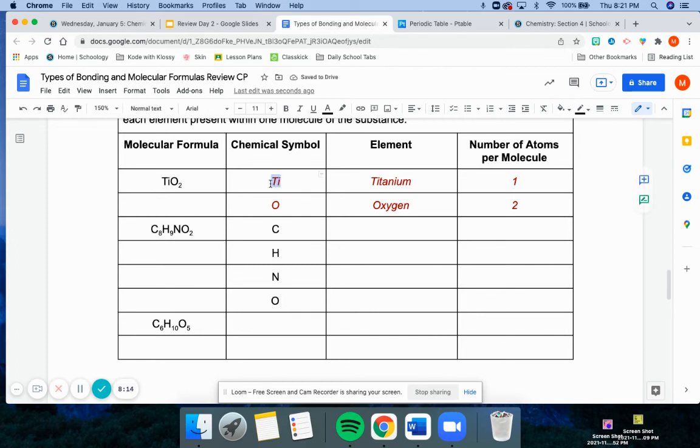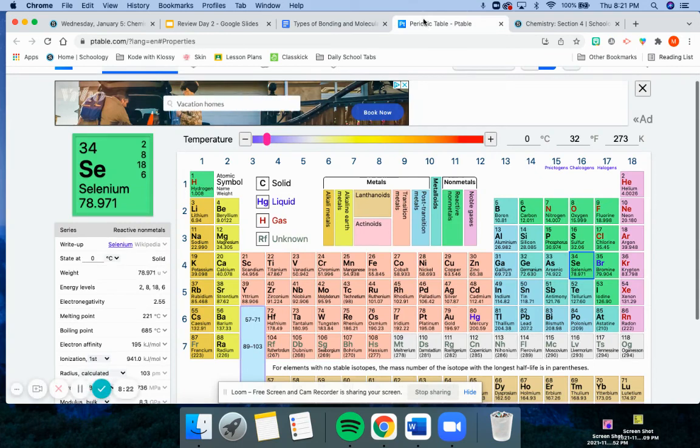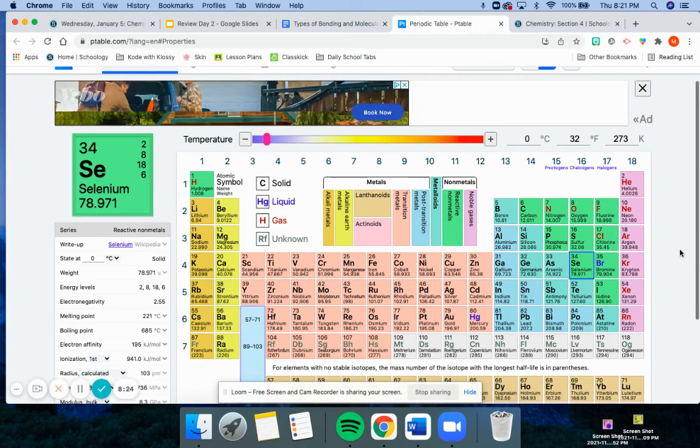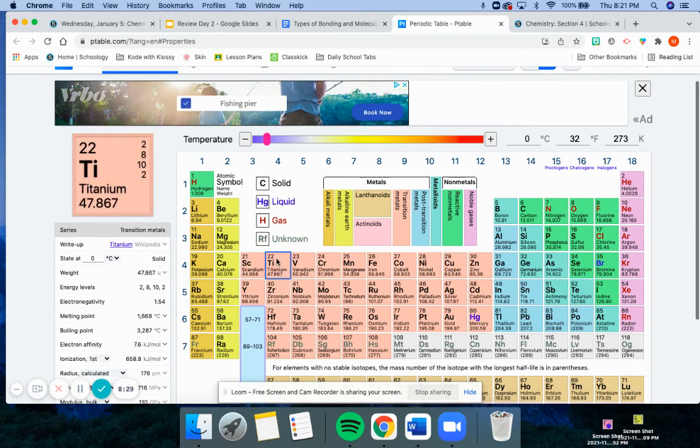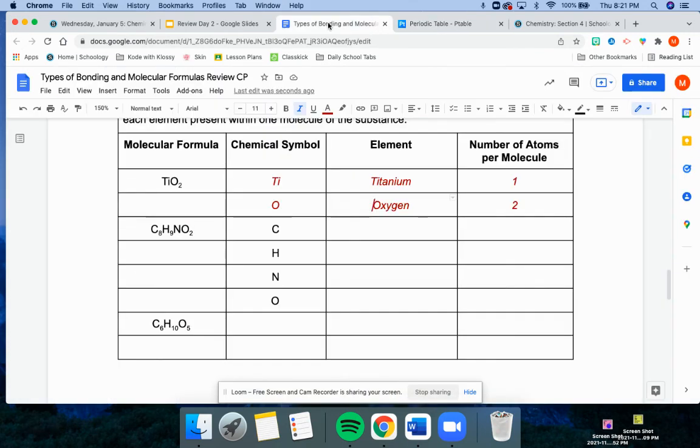And I know that Ti stands for titanium and O stands for oxygen. If I didn't know what these elements stood for, I can go back and use that periodic table that we just had opened to double check. So here, Ti, I can hover over it and see that it is in fact titanium.